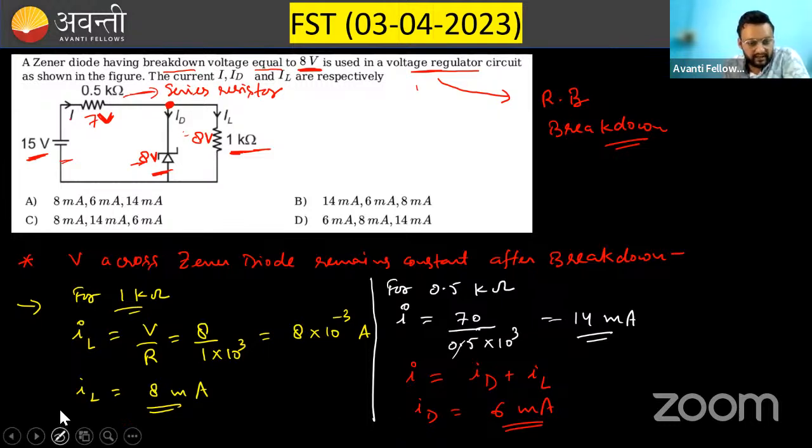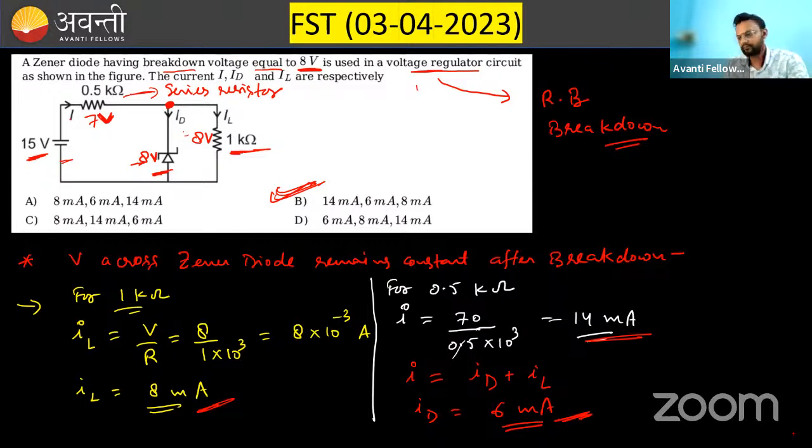So which option is correct? You need to pick the option. What are they asking? I, ID and IL. I is 14, ID is 6, IL is 8. That is 14, 6, 8. Option number B is correct. Is the question clear to you? Is the concept clear to you? This is how Zener diode questions are solved.